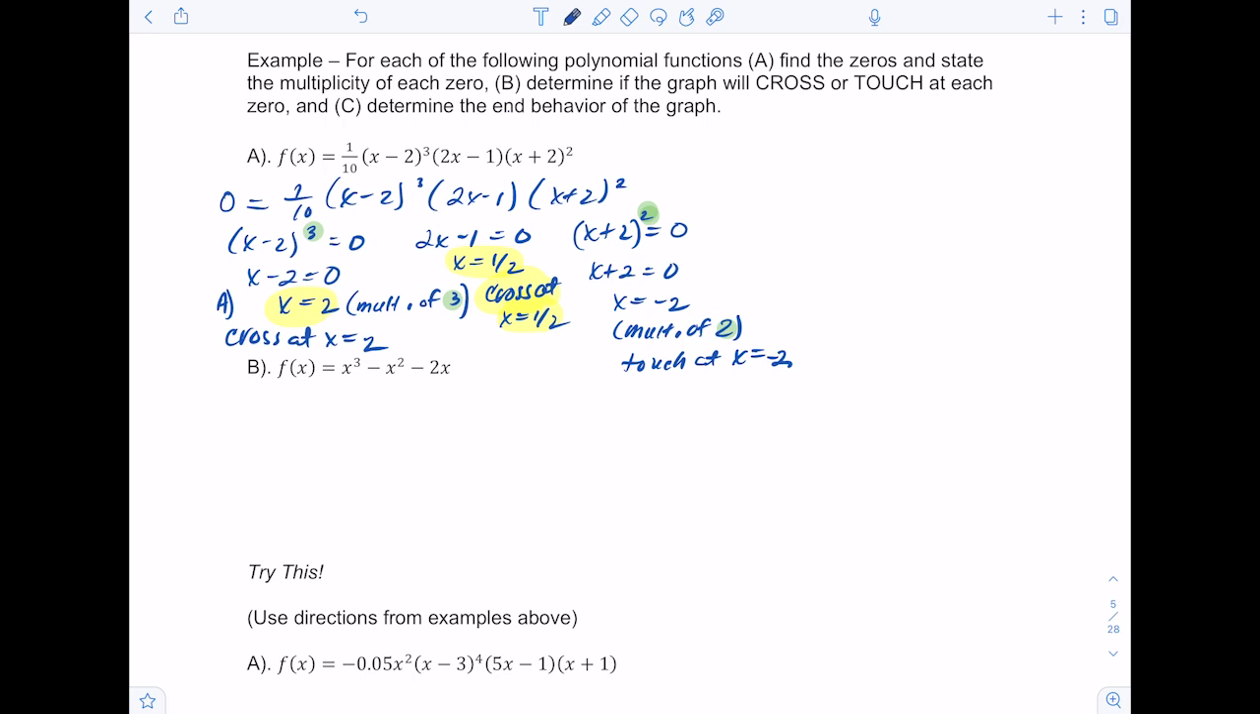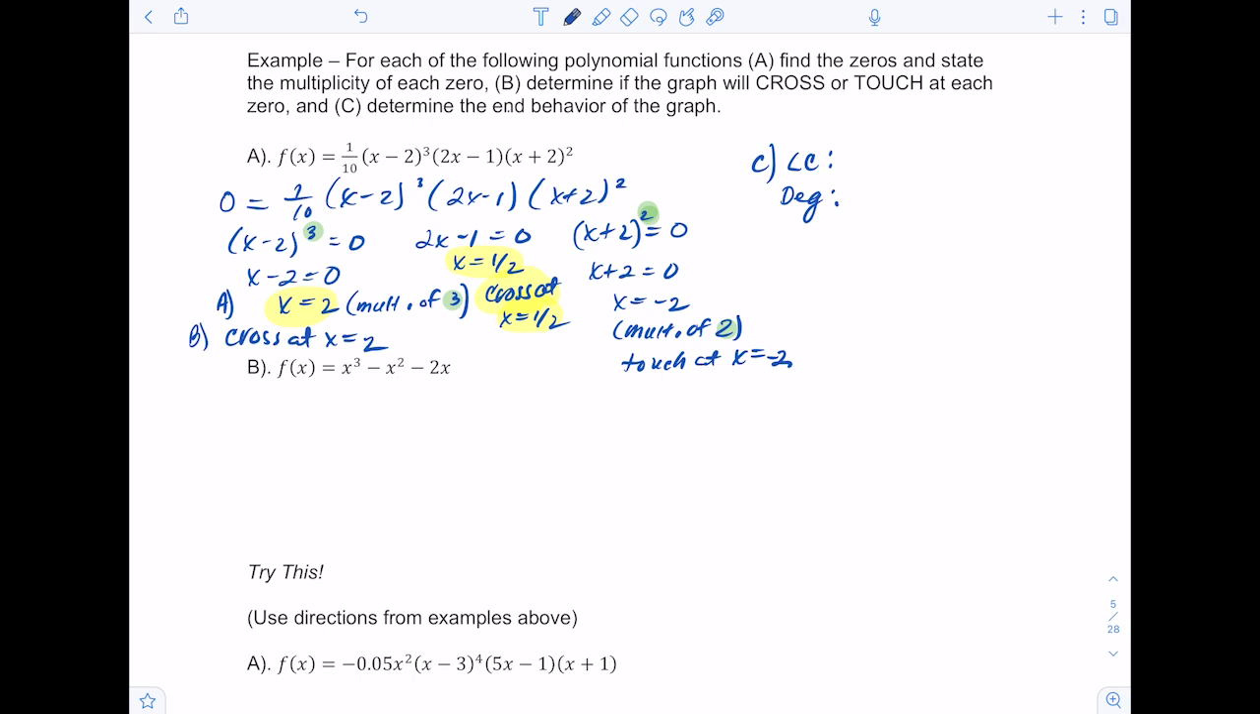And then it crosses and touches at certain points. And then letter C is the end behavior. So for end behavior, remember, I need to know two things. I need to know the leading coefficient, if it's positive or negative, and the degree, if it's even or odd.